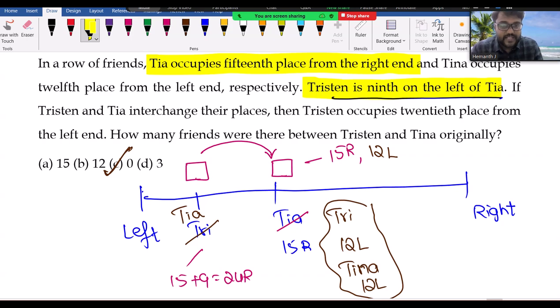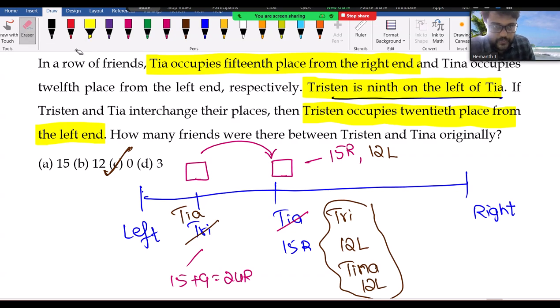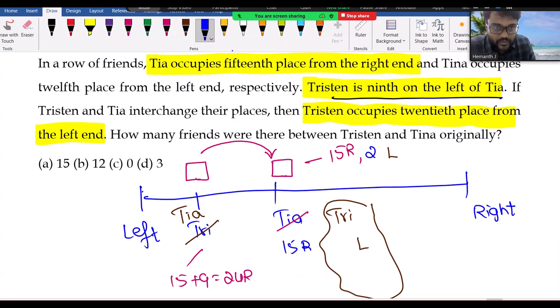Now after interchanging places, this is a seat. This seat is already 15 from right side. Now this seat is 12th from left side because they said Tristan occupied 12th place from the left end. Already Tina also 12th place, sorry, 20th place. One moment, sorry. 20th. Okay, I did a mistake here. Tristan is taking now 20th, not 12th, 20th from the left end. So this seat is 15th from right end and 20th from left end.